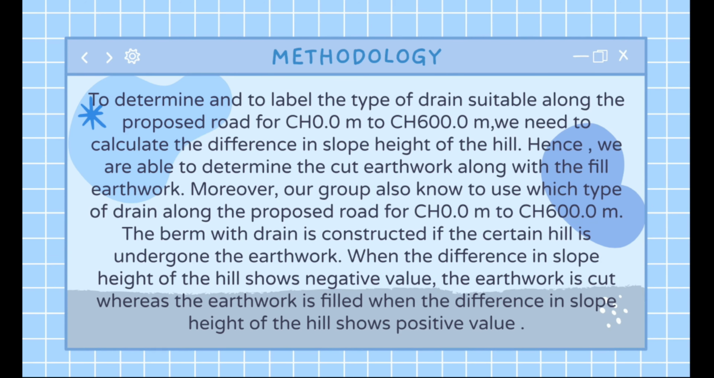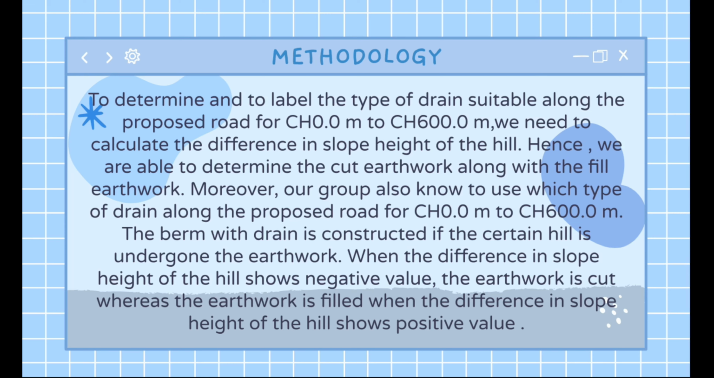To determine and to label the type of drain suitable along the proposed route for CH 0.0m to CH 600.0m, we need to calculate the difference in slope height of the hill. Hence, we are able to determine the cut earthwork along with the fill earthwork. Moreover, our group also knows which type of drain to use along the proposed route for CH 0.0m to CH 600.0m.